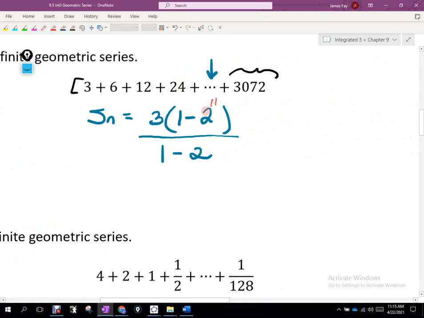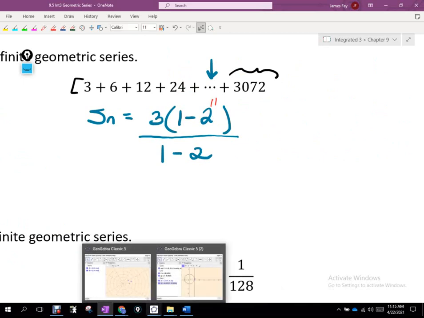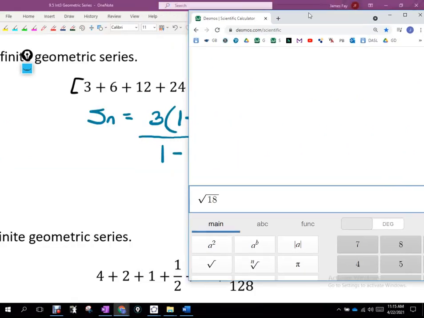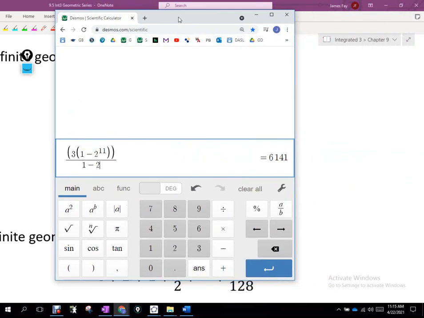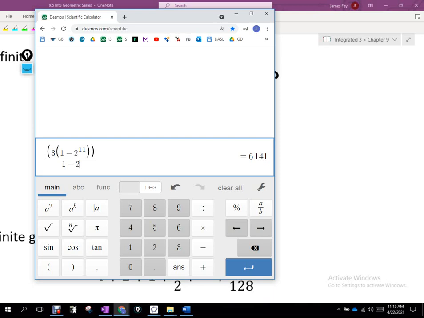So I can put 11 there. And now when we take our calculator and type that in, we get 3 times 1 minus 2 to the 11th. We'll divide all that by 1 minus 2. And 6141 would be that sum, 6141.